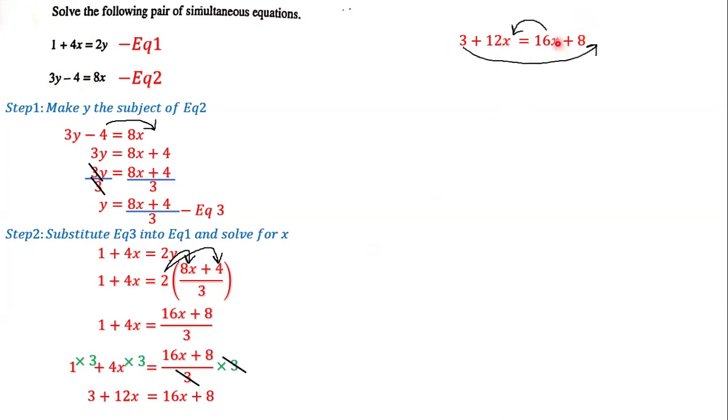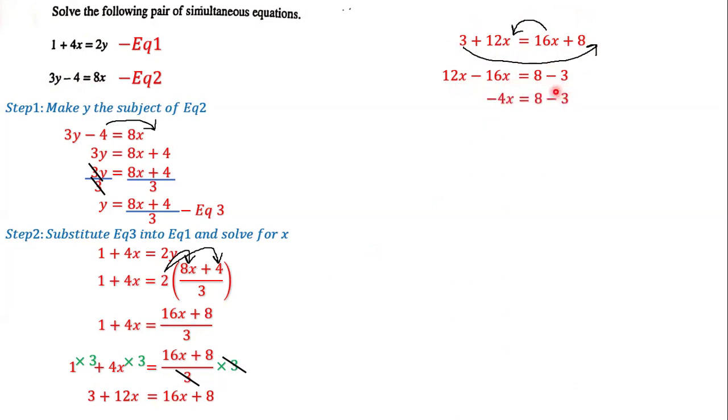And so we have 16x. We send that over the equal sign. We have 3. We send that over the equal sign. And so what that gives us is 12x minus 16x, because this was a positive 16, so when we send it over, it becomes a negative 16. And we have 3; we send it over the equal sign, and that becomes negative 3. And so we have 12x minus 16x is equal to 8 minus 3.